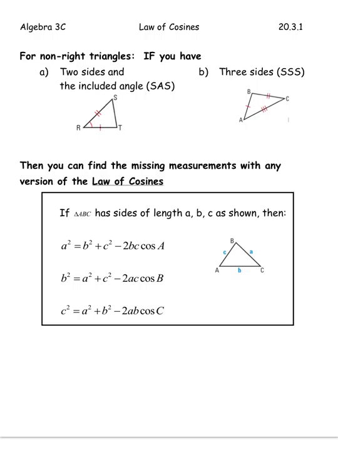Okay, the law of cosines helps us find missing information about non-right triangles if we have side angle side given to us or side side side given to us. Now, side angle side looks a lot like side side angle, which was our ambiguous case. So we want to make sure that we check out the order.